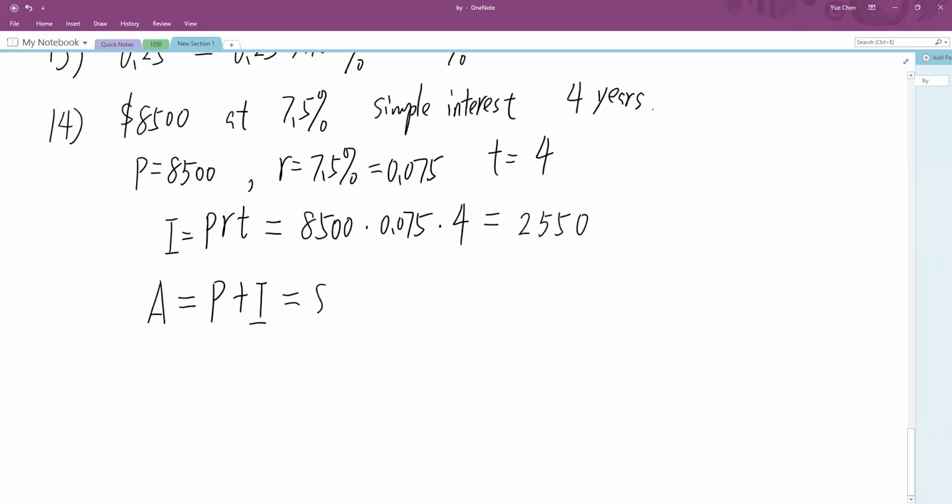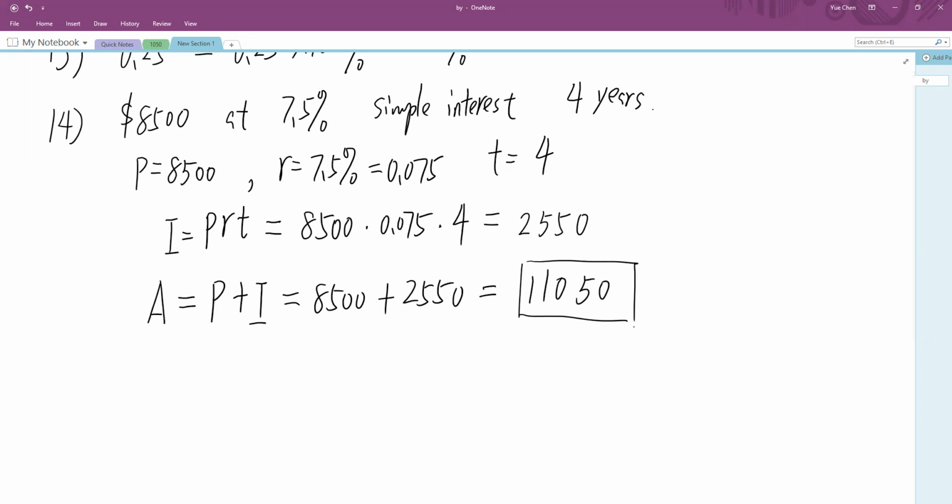So this would be 8,500 plus 2,550, which is equal to 5,011. Right? Just double check. Yes. So this is your answer. So read the problem carefully. Okay, it asks you to find the interest of the final amount. Okay.